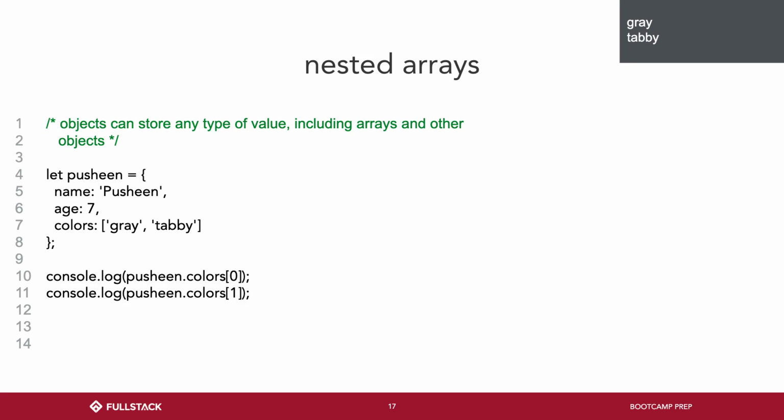Does this make sense to everybody? Like how you access nested arrays, like grid[0][1], right? That will give you that number inside of the grid. Console.log Pusheen.colors. What is .colors? .colors is an array. That array[0], that array[1] gets you the inner things.